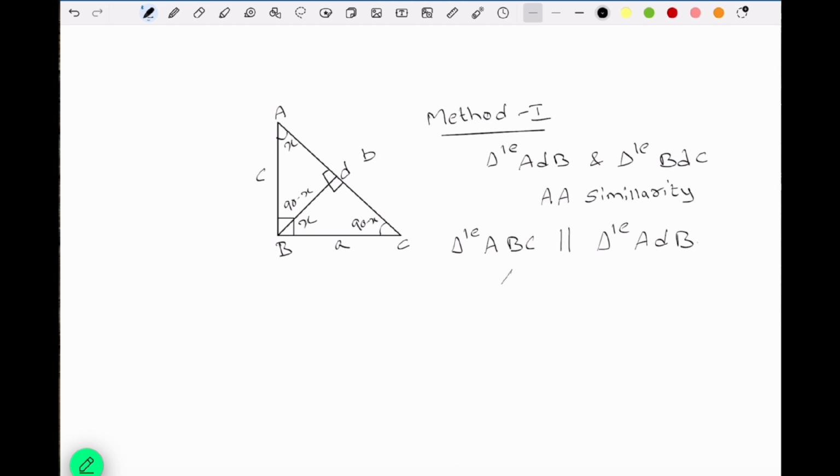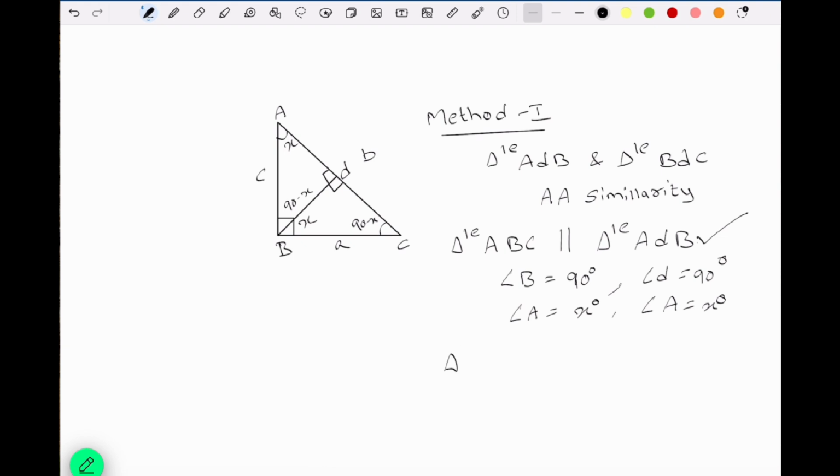In triangle ABC, angle B is equal to 90 degrees. In triangle ADB, angle D is equal to 90 degrees. We proved one of the angles is equal. And in triangle ADB, angle A is equal to x degrees. So, triangle ABC and triangle ADB are similar.